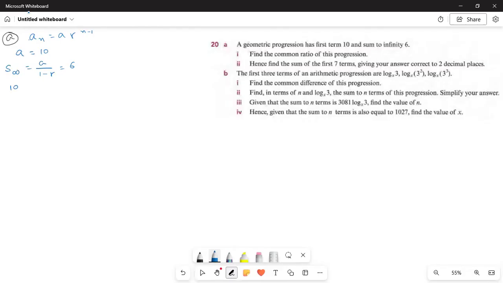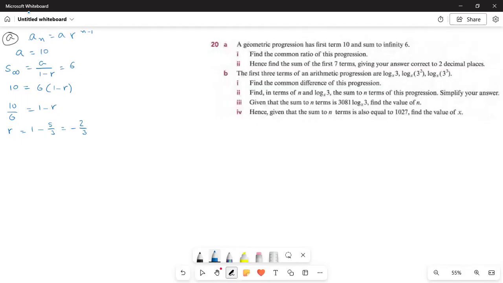I can take 1 minus r on the other side, equal to 6 into 1 minus r. I can solve this equation to find the value of r. So it is 10 over 6 is equal to 1 minus r. So r is equal to 1 minus 10 over 6, or 5 over 3. So it comes out to be minus 2 by 3. Okay, so this is the value of r.